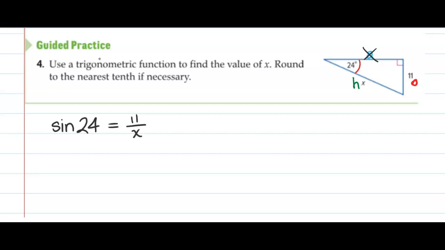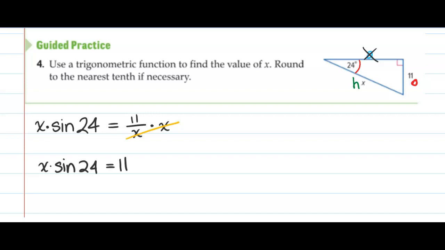And this is what I was talking about. This is where it gets a little tricky to solve for x. Before, x was in the numerator, and we just multiplied by the denominator, and we were done. With this, we actually need to multiply both sides by x first. That's going to eliminate x from the denominator. So now we have x times the sine of 24 equals 11.